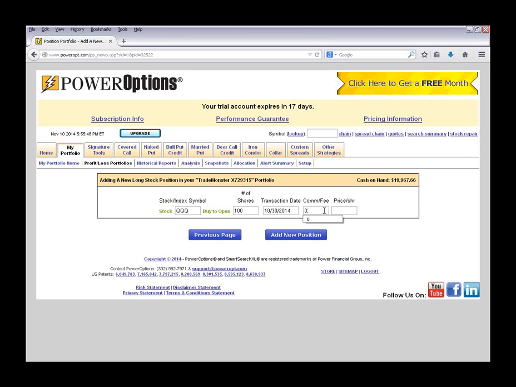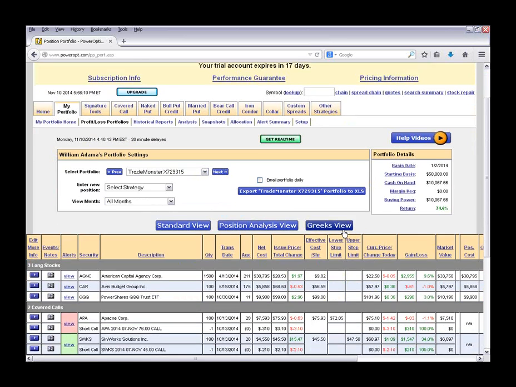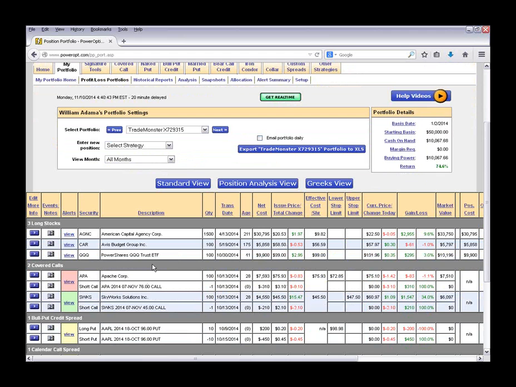And this paper trade, let's keep it at 0. But let's put in $99 per share. All right, so let's add new position. This will now be entered into our profit and loss portfolio on PowerOptions with some of our other positions. These are all mostly paper trades.